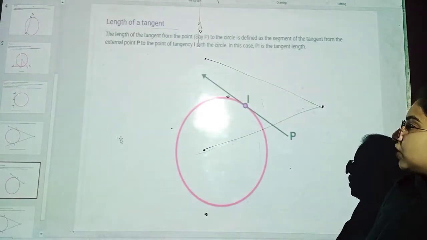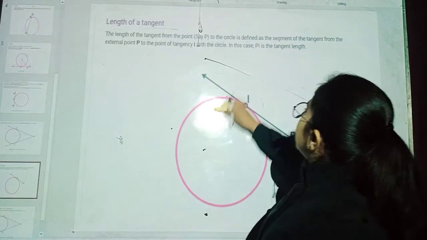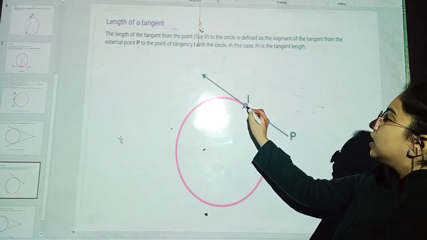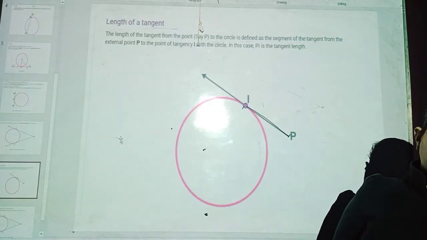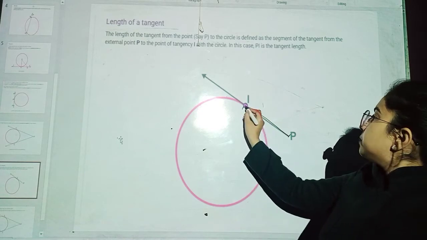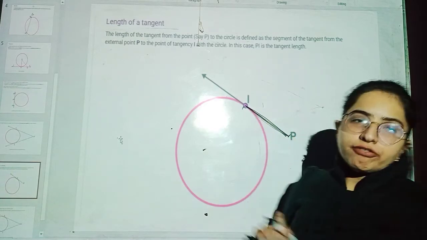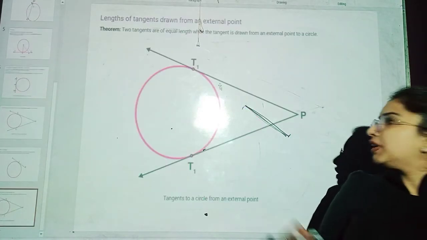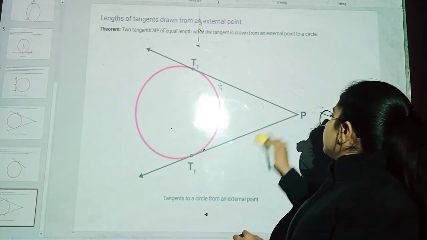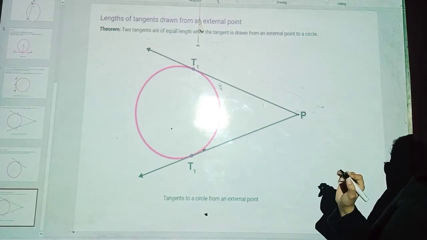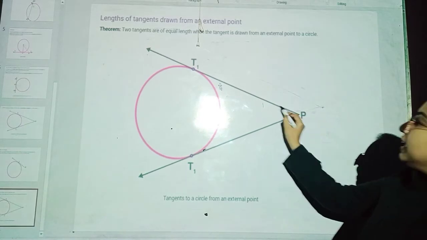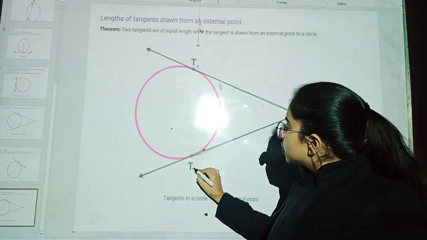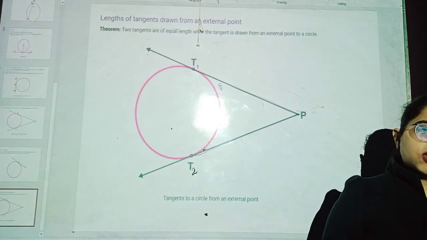Next is the length of the tangent. See, what will be the length? The length of the tangent is the length from the point on the circle to the external point. This is considered the length. So this PL will be the length of the tangent. When there is a point P external to the circle, PT1 will be the length of the tangent. Here PT2 will be the length of the tangent.